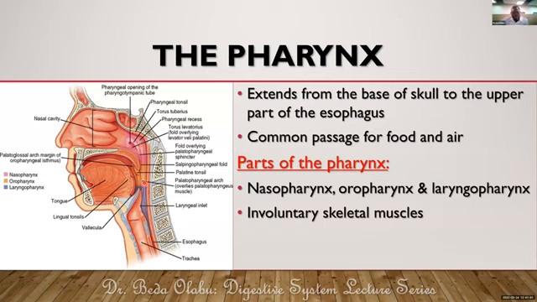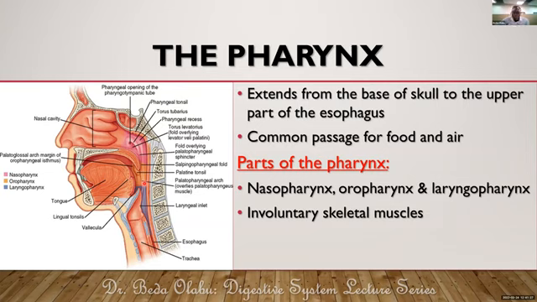Remember, the pharynx is made up of skeletal muscles. The skeletal muscles are the ones that form the wall of the pharynx. The unique thing about these skeletal muscles of the pharynx is that you don't actually have conscious control over them. That is very unique. We know that skeletal muscles are usually voluntary muscles. But the skeletal muscles of the pharynx are involuntary. You don't have conscious control over them.